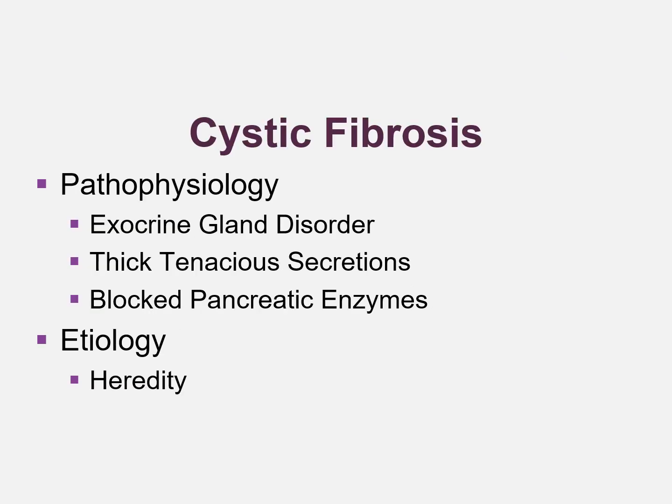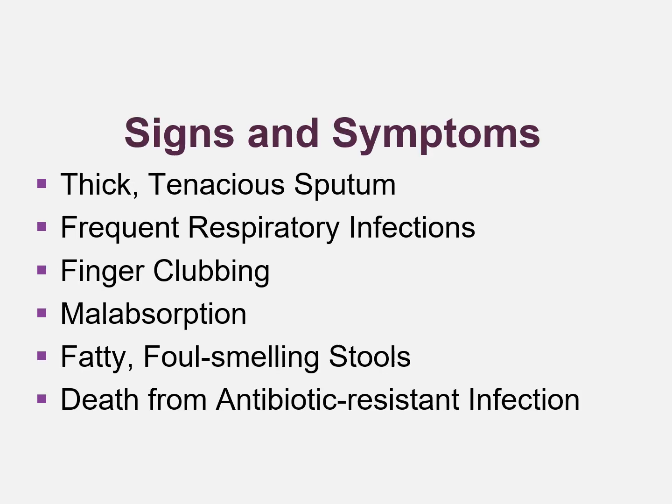Cystic fibrosis is an exocrine gland disorder. The patient is going to have thick, tenacious secretions. Their pancreatic enzymes will be blocked, and these patients inherit the trait for this disease. So signs and symptoms are thick, tenacious sputum, frequent respiratory infections, finger clubbing, malabsorption because of the lack of the pancreatic enzymes, fatty, foul-smelling stools, and death from antibiotic-resistant infections.